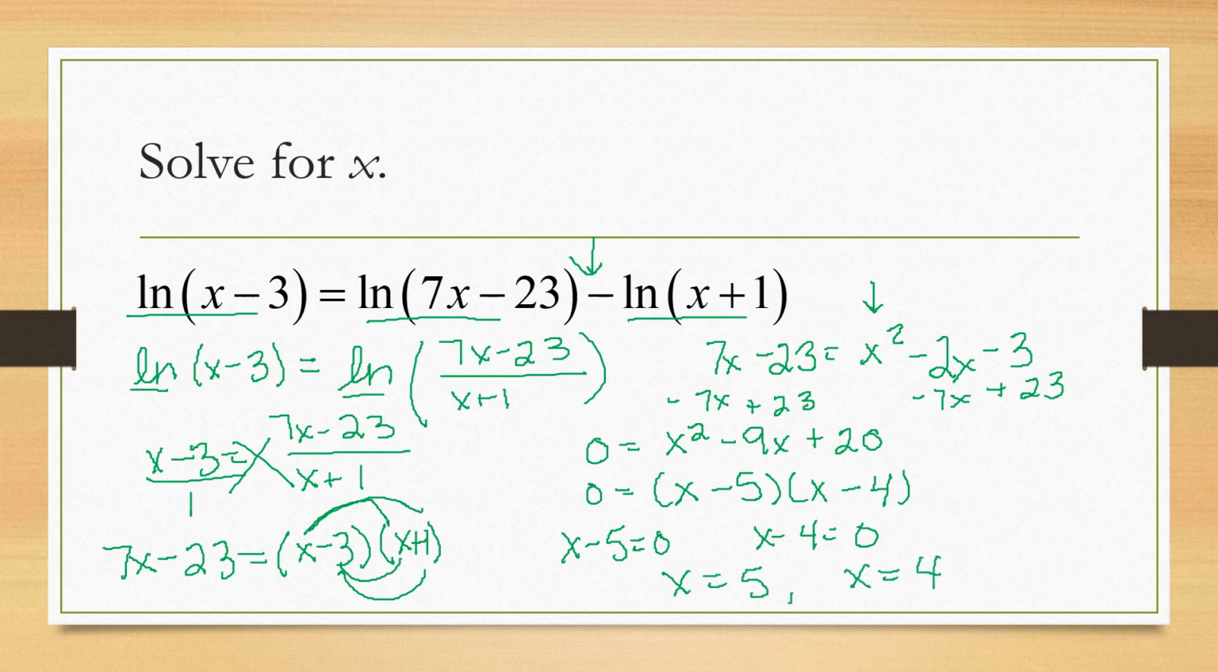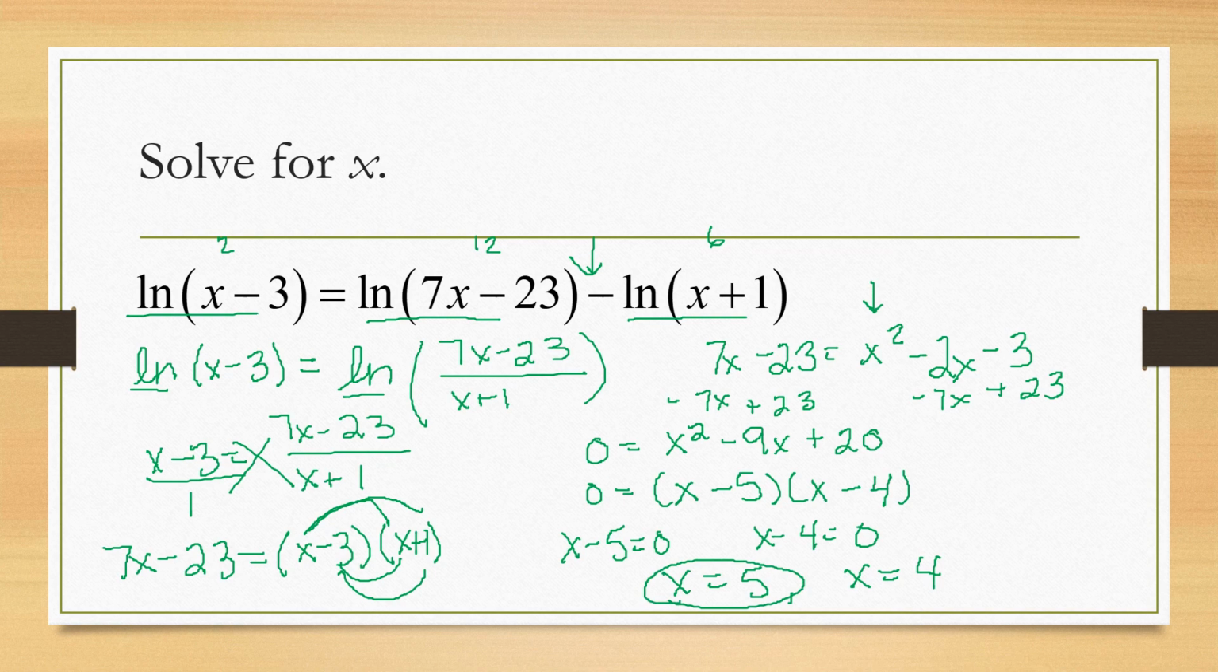And I want to double check. So each of these arguments: 5 minus 3 is 2, 7 times 5 is 35, minus 23 is 12, and 5 plus 1 is 6. Those are all positive, so I can accept x equals 5.